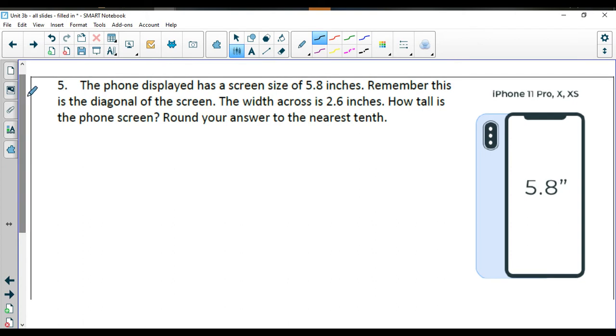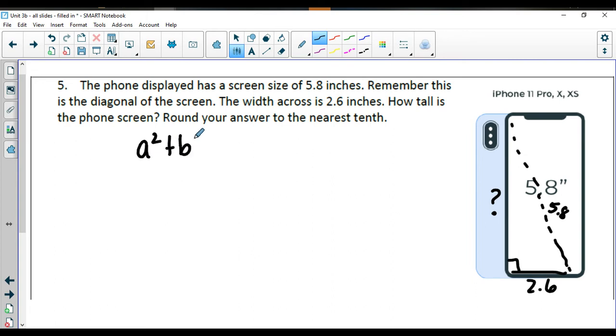In example number 5, the phone has a screen size of 5.8 inches. Remember, this is the diagonal of the screen. The diagonal here is actually the 5.8. The width across is 2.6. And how tall is the phone screen? So we're solving for this leg right here.